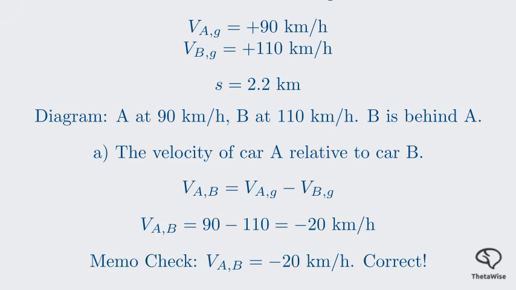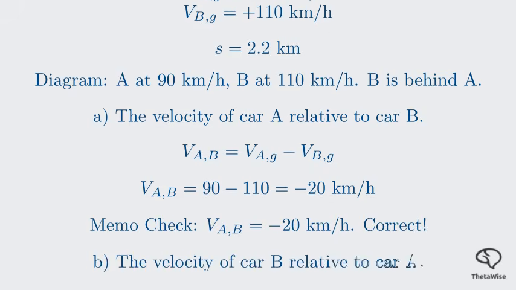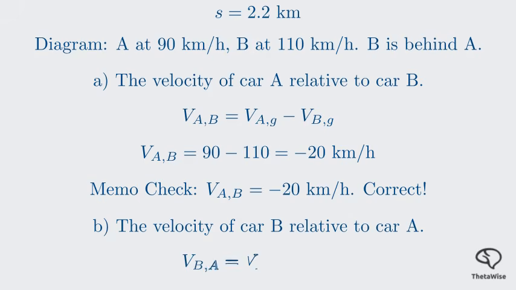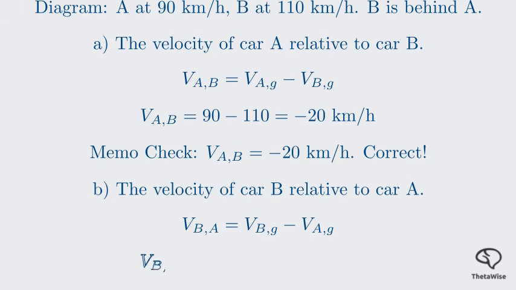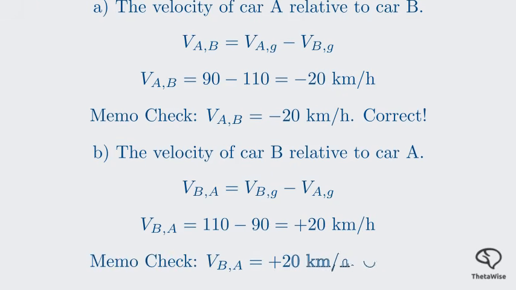Part B asks for the velocity of car B relative to car A. For part B, we switch the order. The formula is V of BA equals V of BG minus V of AG. Substituting the values, we get 110 minus 90, which equals positive 20 kilometers per hour. The positive sign means that from car A's point of view, car B is moving forward, getting closer at 20 kilometers per hour. Notice that V of AB is just the negative of V of BA. The memo agrees with our calculation.